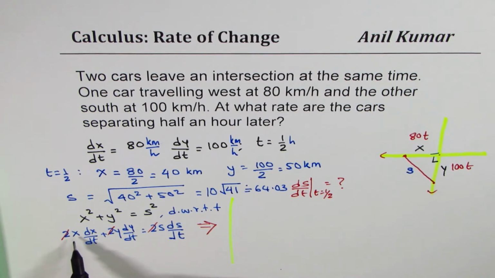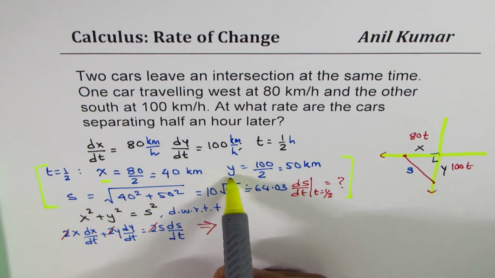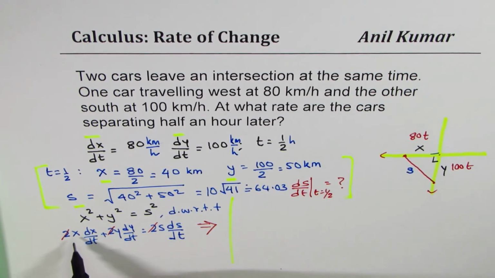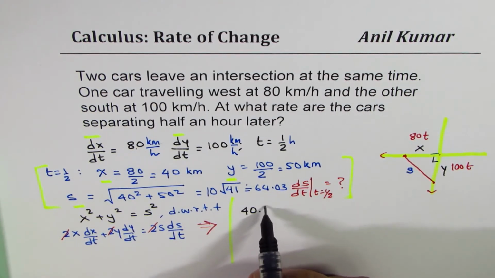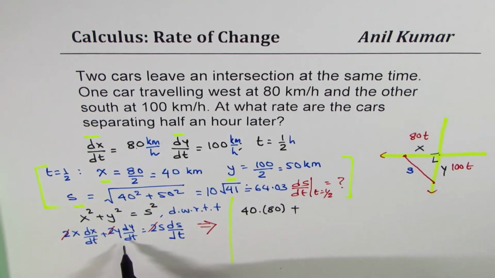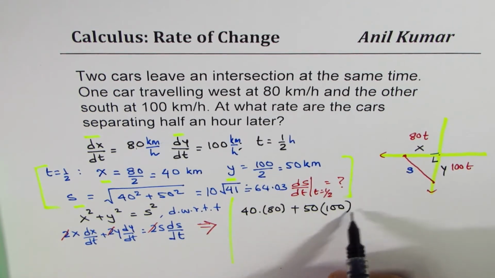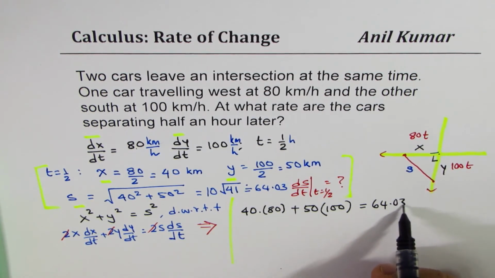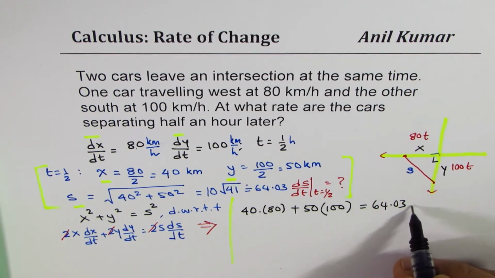x times dx/dt. What is x equal to? At the instance when we are really interested in finding all our values, we are looking into this column. So from here we know what x is, what y is, what s is. We also know dx/dt, dy/dt. Perfect. Let's substitute. x is 40, so we'll write 40 times dx/dt, which is 80, plus y, which is 50, times the speed, which is 100, equals s, which we calculated as 64.03. You could write 10 square root 41. If you're using a calculator, no problem. And then we have times ds/dt.